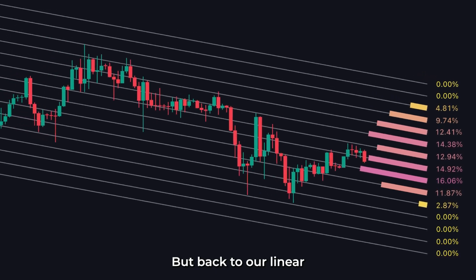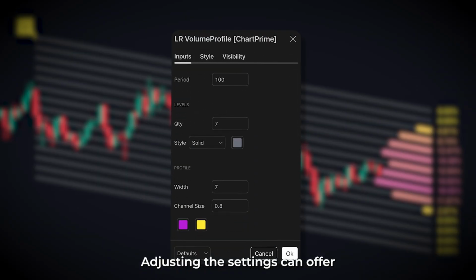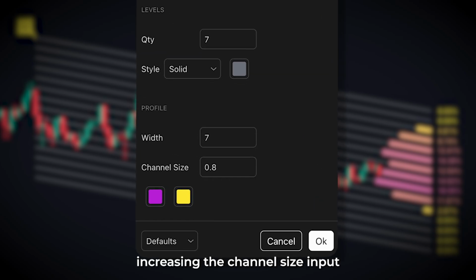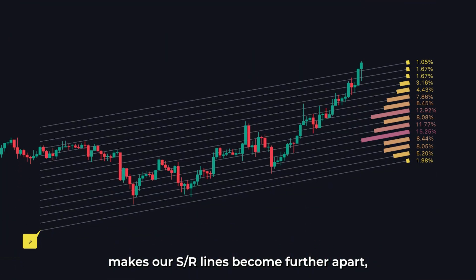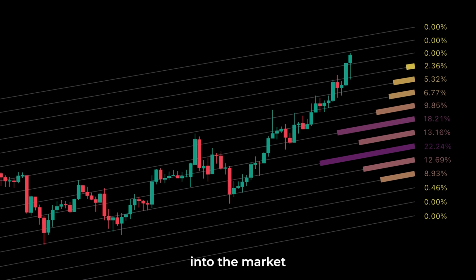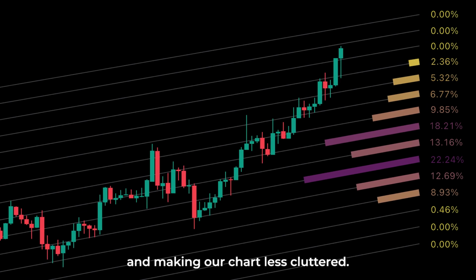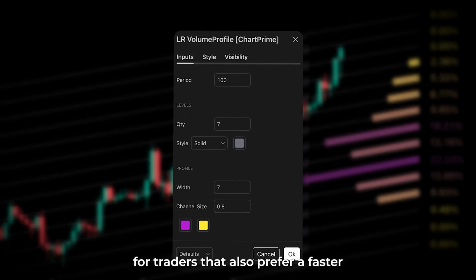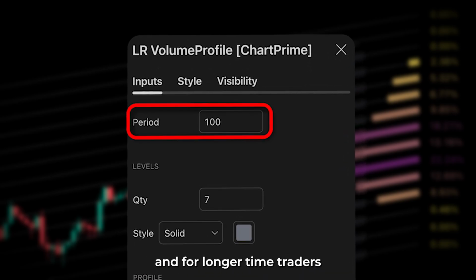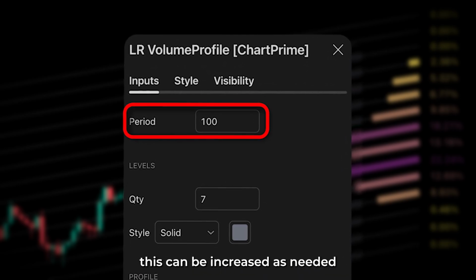But back to our linear regression volume profile. Adjusting the settings can offer even more unique possibilities. For example, increasing the channel size input makes our SR lines become further apart, giving a possibly clearer view into the market and making our chart less cluttered. For traders that also prefer a faster responding, lower length channel, the period can be reduced, and for longer term traders, this can be increased as needed.